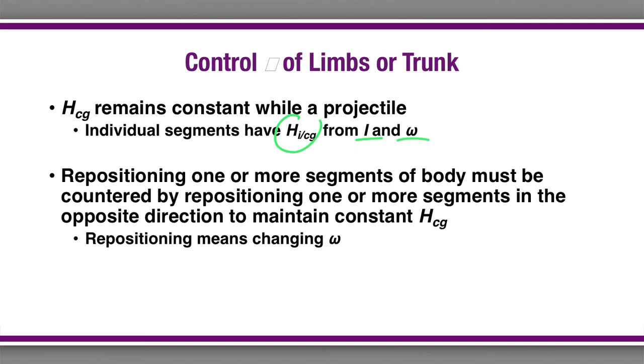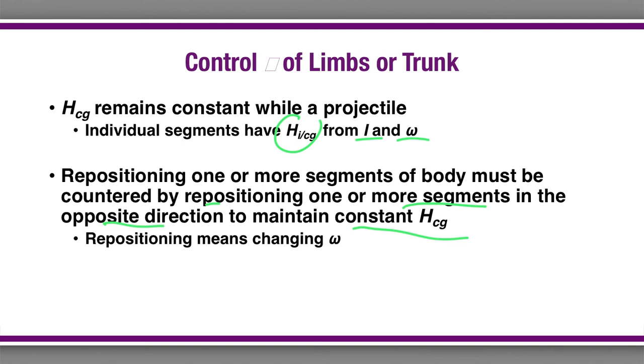So if you reposition one or more segments of the body during this projectile, you have to counter by repositioning one or more segments of the body in the opposite direction to maintain this constant angular momentum about the center of gravity. So, in other words, repositioning one or more of your segments means changing the angular velocity of your body about your center of gravity as a projectile.